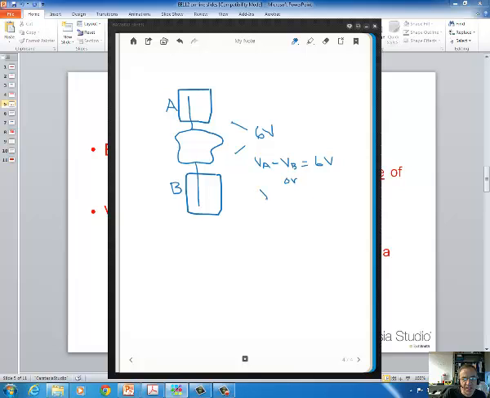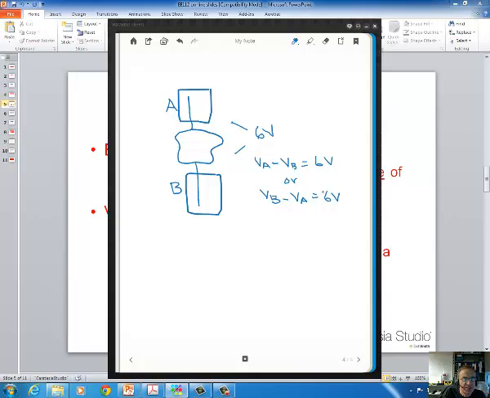It could mean that the voltage at node B minus the voltage at node A is equal to 6. With just that information, with just saying that there's 6 volts across whatever that circuit element is, it could mean either of those two things.